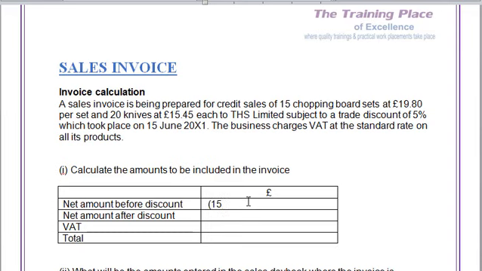So we've got 15 chopping boards times £19.80 per set. That will give me the cost or the total for the chopping boards. We do the same thing for the knives. So I will just put a plus in there and open another bracket. In my case, we've got 20 knives, which cost us £15.45 each. So we multiply and add together.